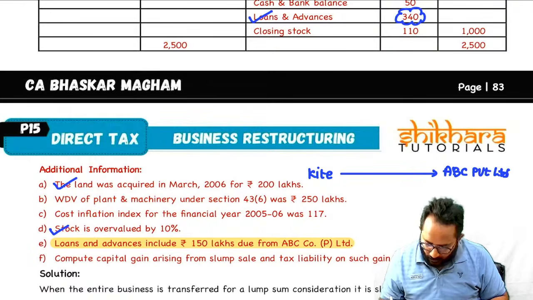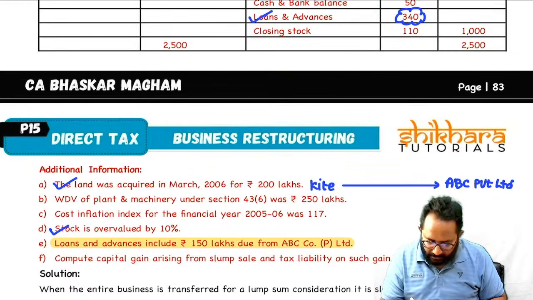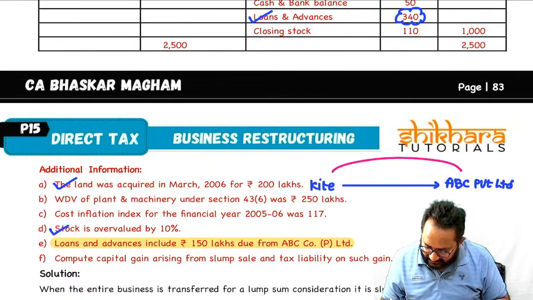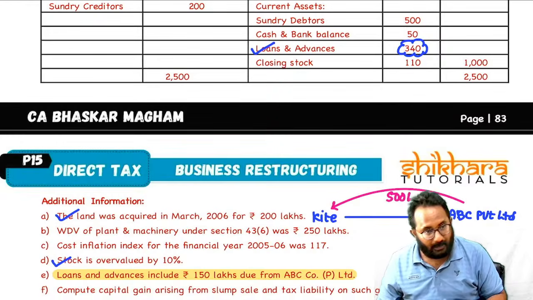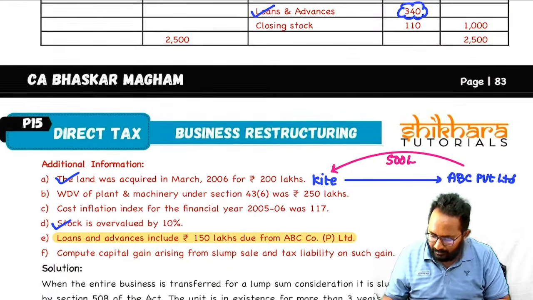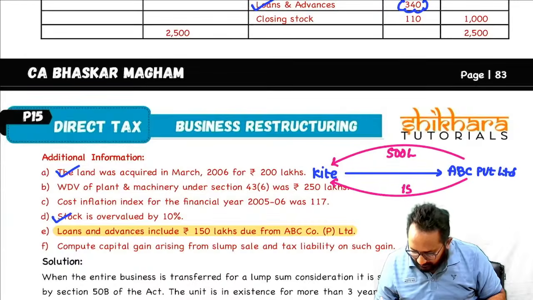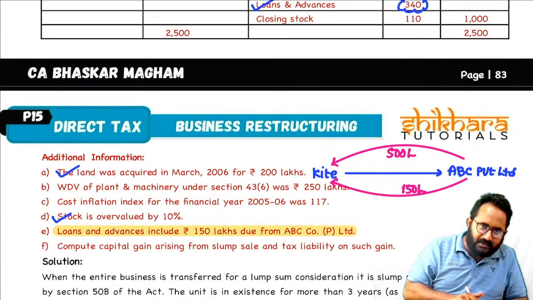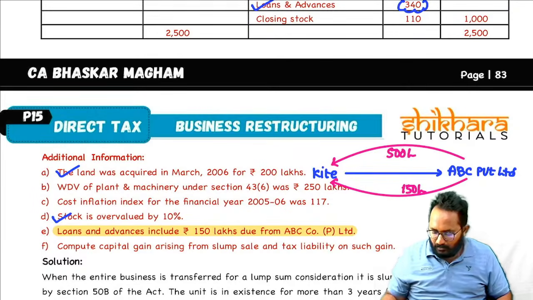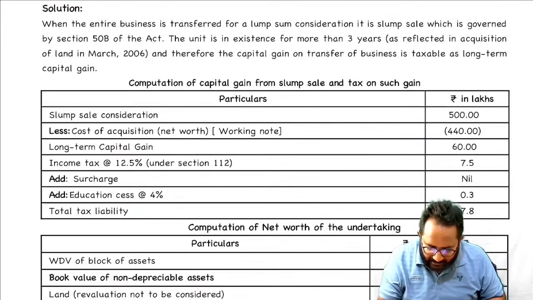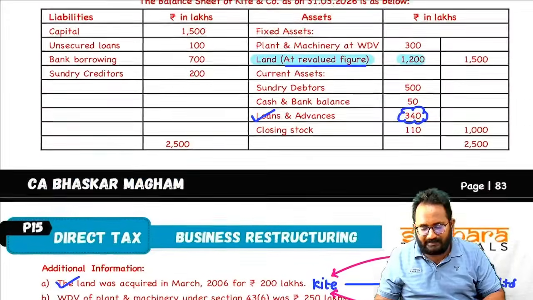Generally, what sale consideration are they required to give us? For Kite, ABC is required to give 500 lakh. But ABC is required to give how much as an advance? Earlier they took 150. Can I make any adjustment? No. That amount also they need to give. I can't make any adjustment here because the sale consideration I need to take is 500 lakh. Now I will calculate the net worth.